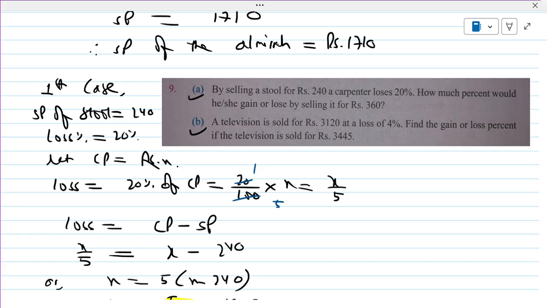If CP is greater, there will be a loss. If the selling price is greater, then there will be a profit. So you go for checking it. And then, if there is profit, you go for finding profit percent by using profit by CP into 100%, and if there is loss, you go for finding loss percent by using loss by CP into 100%. So it's done with number 9.